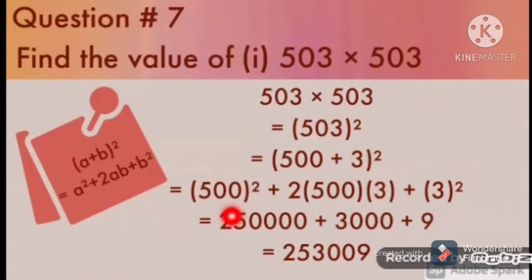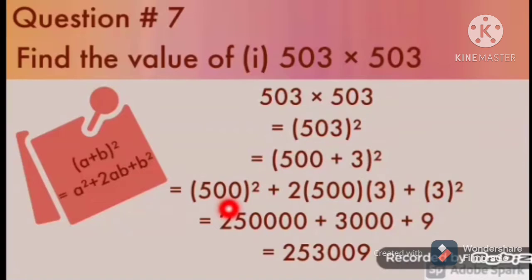5 square will be 25. Here there are two zeros. To find out the square, we will double these zeros. There are two zeros, so in the square there will be 4 zeros. If there are 3 zeros, then we will write here 6 zeros. If there are 4 zeros, then we will write here 8 zeros. We will double the zeros and we will find out the square of the number.